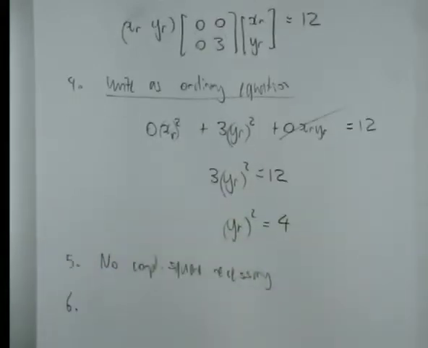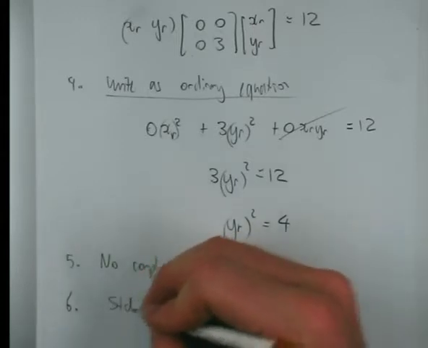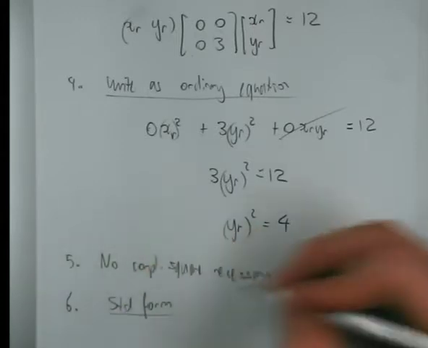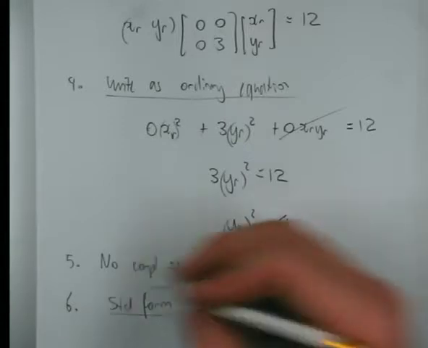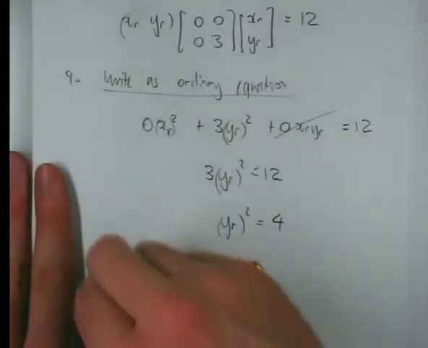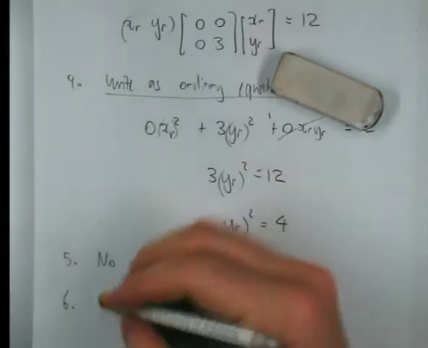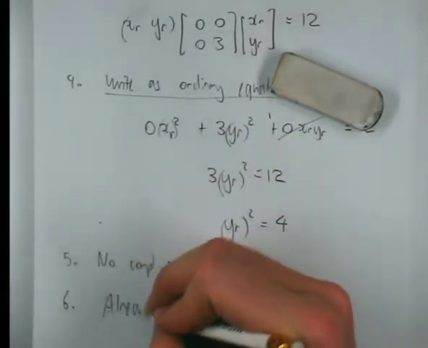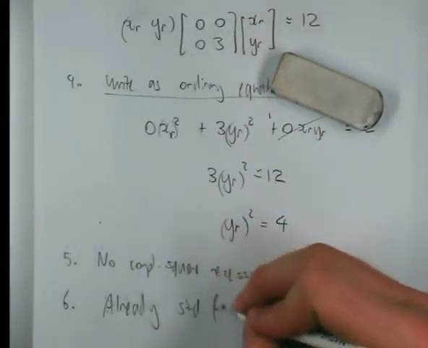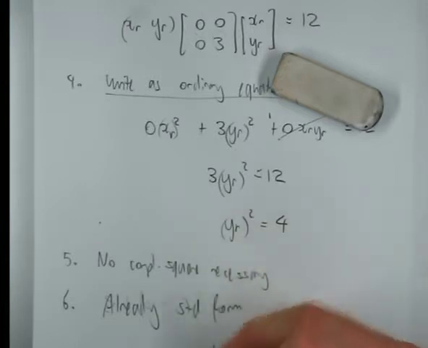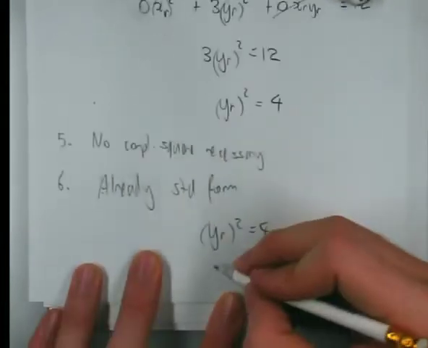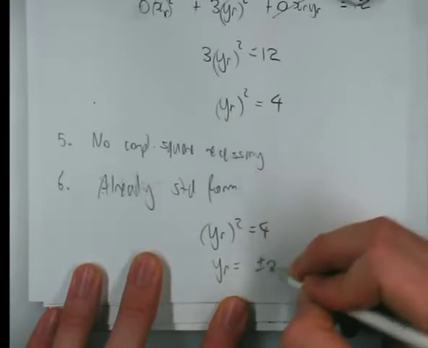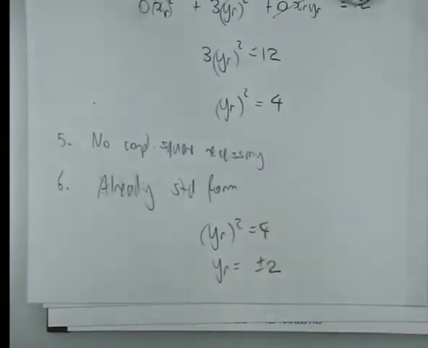And my stage 6 is to get my standard form. Well, it's already in standard form for the shape it's in. Okay, so I've got y_R squared is 4. If I solve that, I get y_R equals plus or minus 2, which is y_R equals plus 2 and y_R equals minus 2. It's two parallel lines. Okay?